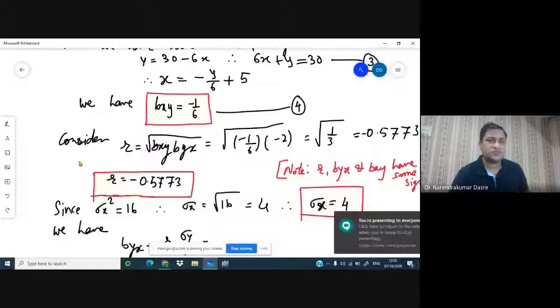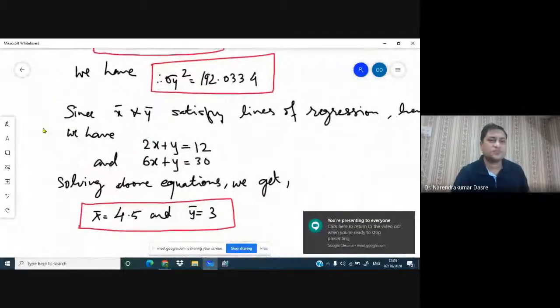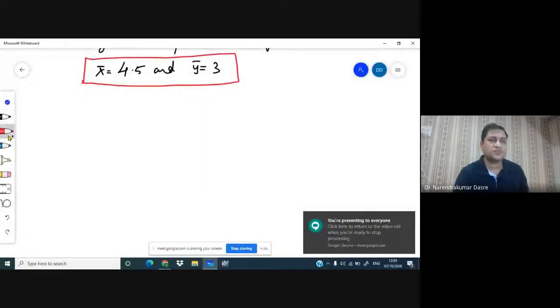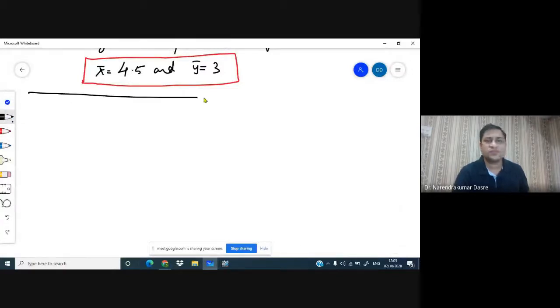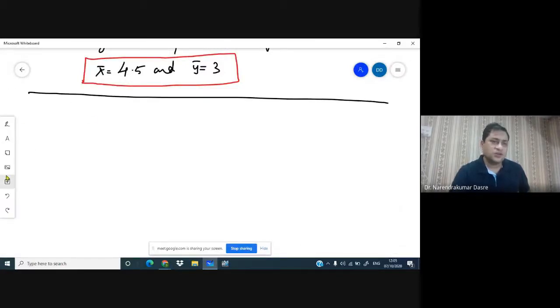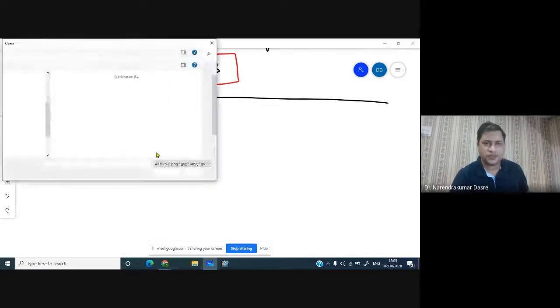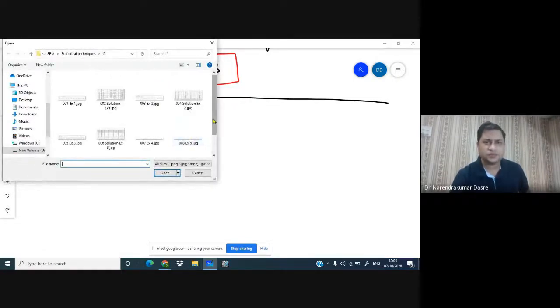Okay, that's great. Good. So let us go for another example. If you don't have any doubt in this example, do you have any doubt now? Okay, that's great. So let us go for another example. So we have another example then.